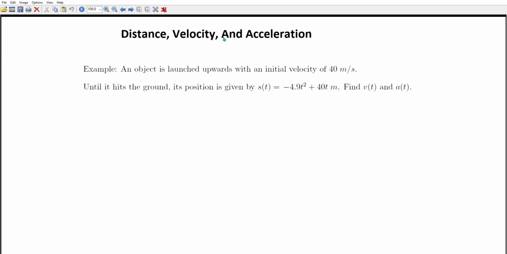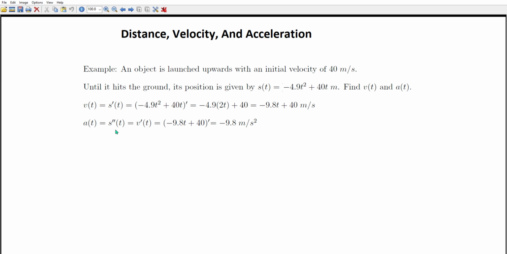So for example, an object is launched upwards with an initial velocity of 40 meters per second. Until it hits the ground, its position is given by s of t equals minus 4.9 t squared plus 40t meters. Find v of t and a of t. So to find v of t, we take the derivative of s of t, which is the derivative of minus 4.9 t squared plus 40t. Now the derivative of minus 4.9 t squared is minus 4.9 times the derivative of t squared, which is 2t. The derivative of 40t is 40. So we end up with minus 9.8 t plus 40 meters per second for the velocity.